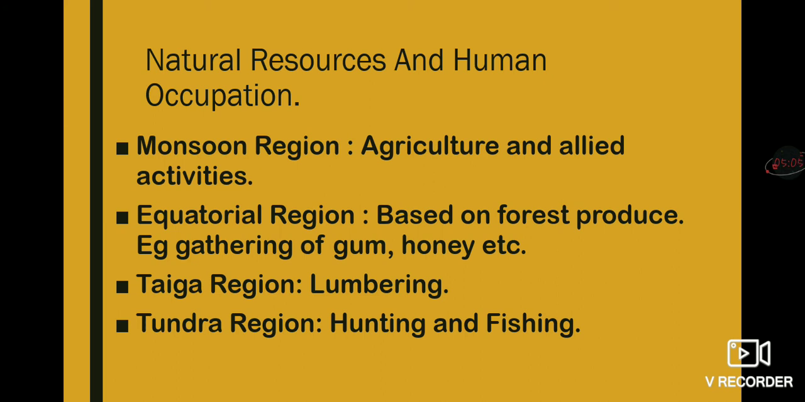In the taiga region, the occupation is lumbering. Why? Because you will find soft wood forests over there. And that is why lumbering is the main occupation, that is cutting of trees. Then if you move towards the tundra region, hunting and fishing is carried out there. It is the main occupation in the tundra region, hunting and fishing. Now in grasslands, extensive farming is being undertaken.